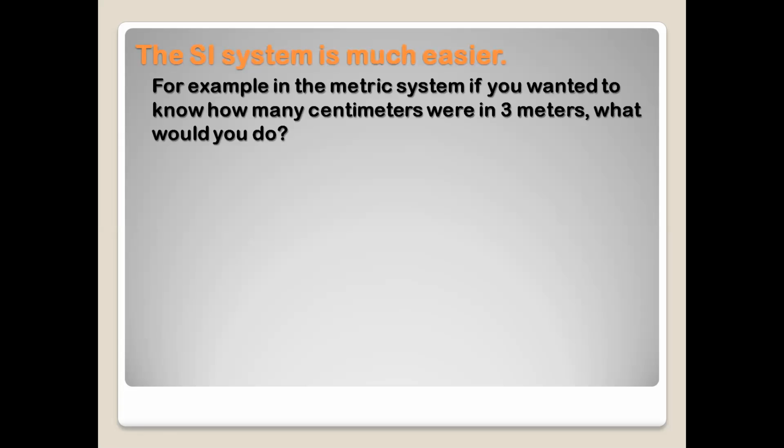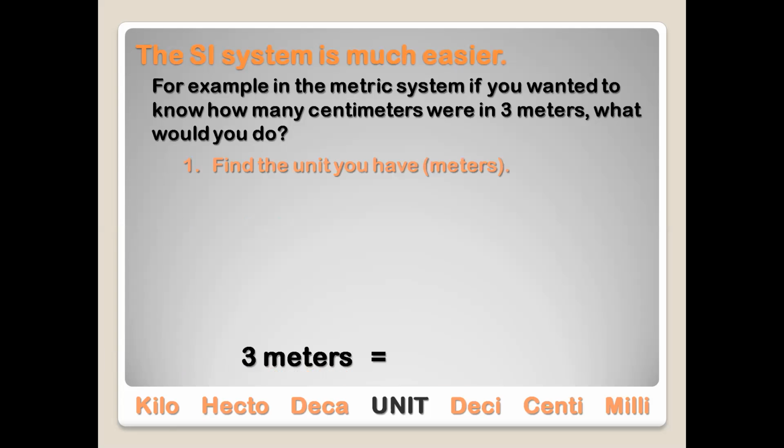But if you want to convert in the SI system, say for example, how many centimeters are there in 3 meters? What you have to do is just write kilo, hecto, deca, unit, deci, centi, milli. This is the sequence of units in the SI system. The first step is to find the unit you have. It is meters. 3 meters to centimeters, right? Second step, find the unit you're changing to. You're changing to centimeter.